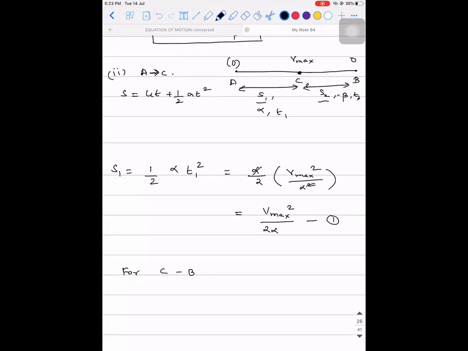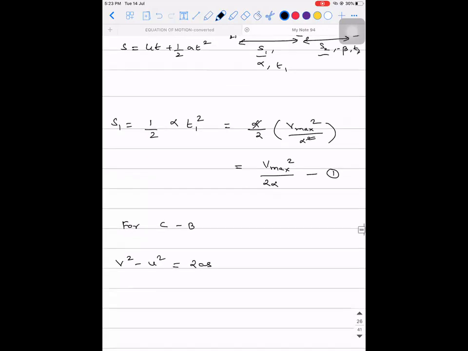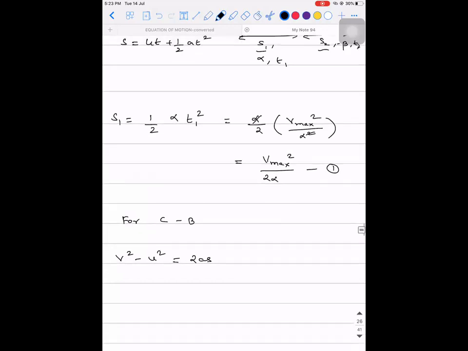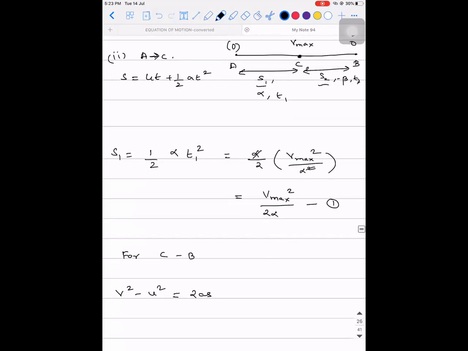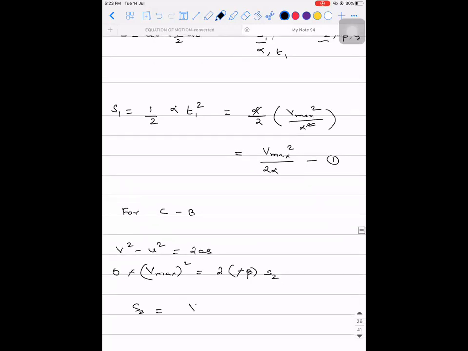For the journey C to B, I'm going to apply V square minus U square is equal to 2AS, as observed clearly. So V square, when I go from C to B, what is the final velocity attained by the particle at B? 0. 0 minus, what is the initial velocity for the journey C to B? V max. So V max square is equal to 2 into, what is the acceleration for the journey C to B? Minus beta. Minus beta into, let me call this distance S2. So minus and minus gets cancelled. So S2 will be equal to V max square divided by 2 beta.